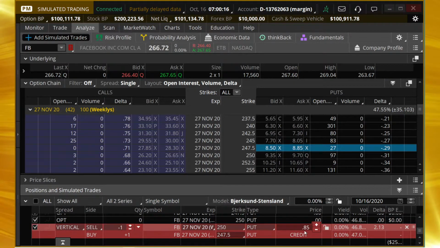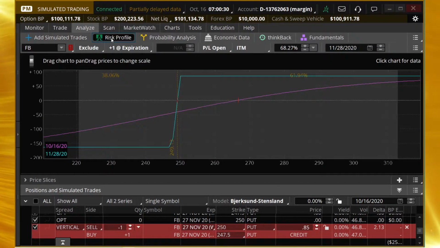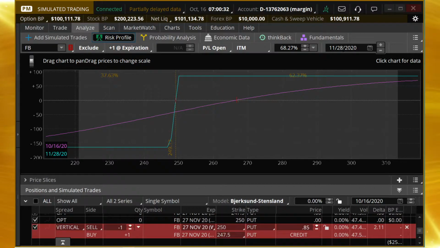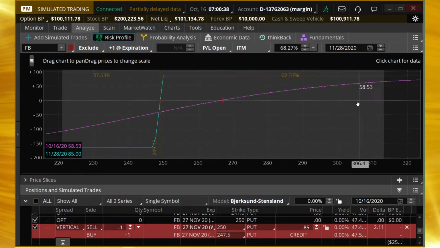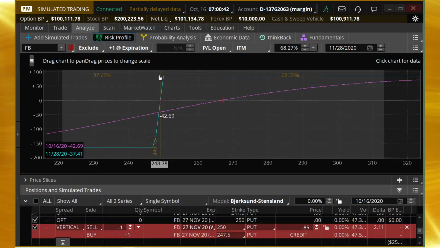We know our max profit is this, though we'll look to manage this ideally before 21 days to expiration for 50% of that credit. All right, let's take a look at our probabilities. Going over to this risk profile, make sure that your date's dialed in to expiration on this one. And then I like to expand my view here so that that gray expected move is most of that screen width.